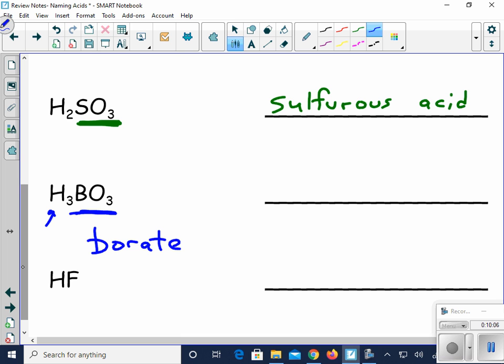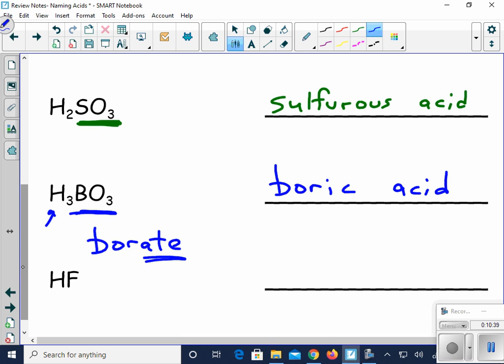Now, Tyler, what acid rule am I using here? Rule number 3. Rule number 3 says if I have an ATE ending, I take the base of the word and add an IC. When I'm finished, I write the word acid. So H3BO3, ladies and gentlemen, is boric acid.